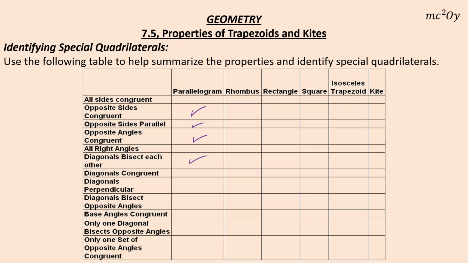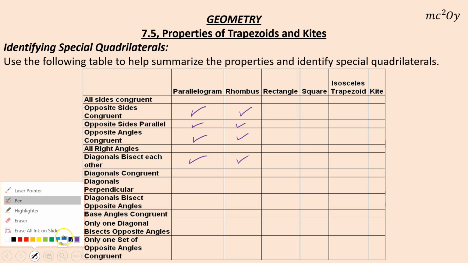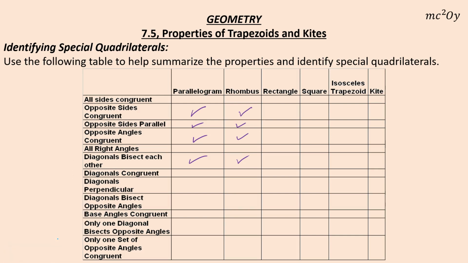Okay, well, I'm going to move to rhombus. Well, first thing I know is a rhombus is a parallelogram, which means each thing that I selected for parallelogram, I have to also select for rhombus. But a rhombus also has other special pieces to them. Okay, a rhombus, all sides are congruent. A rhombus, well, not necessarily all right angles. Diagonals are congruent? No, not necessarily. Diagonals are perpendicular? Yes. Diagonals bisect opposite angles? Yes. Base angles, no. Nope. Okay, nothing else there.